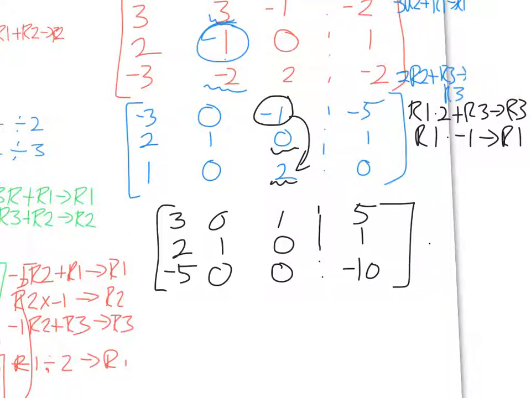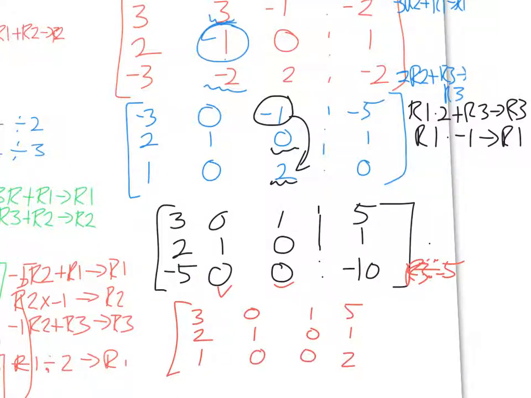Okay, I've now got 2 columns all set. I've got to deal with my third column. The easiest one for me to work with, in fact the one I have to work with, is the bottom row, because I've got zeros in my other 2 places. I'm going to start by dividing by 5. So row 3 divided by 5. Let's make that divide by negative 5. And we get 3, 0, 1, 5, 2, 1, 0, 1, and 1, 0, 0, 2.